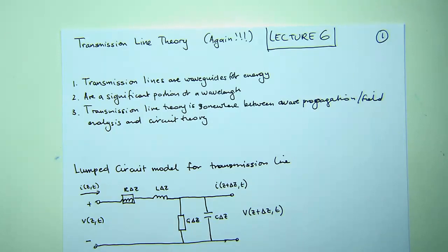So we'll revise transmission lines. I'll start off with revising transmission lines from a steady state perspective, which some of you have seen. Then we'll do the transient analysis, which it seems like you haven't seen, but which is absolutely key when you're designing high-speed electronic circuits.